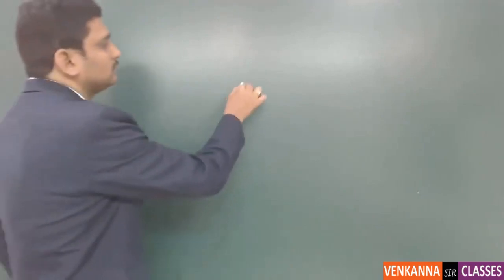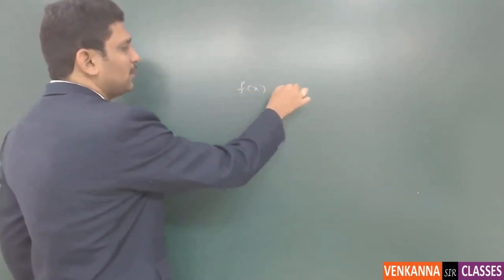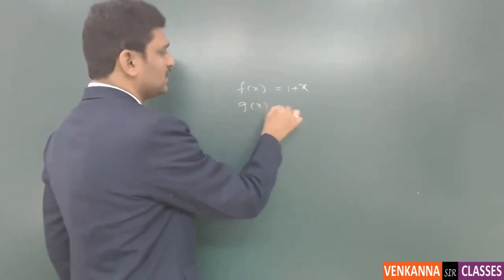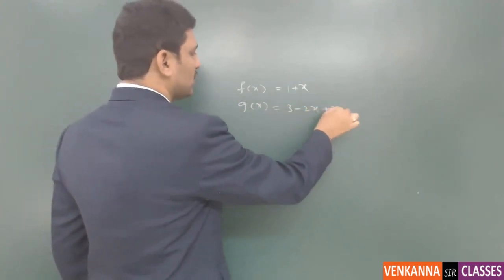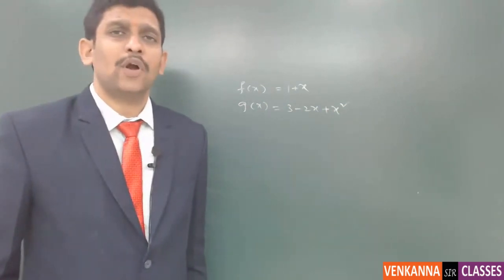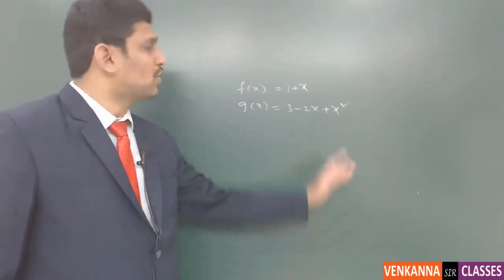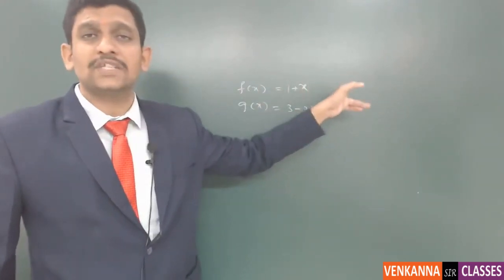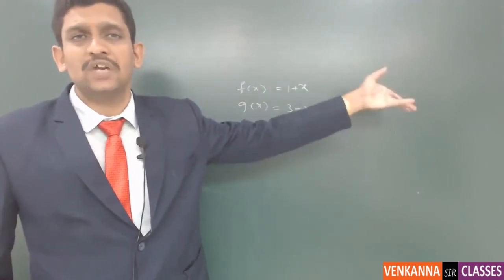There is a small technique specified while multiplying the polynomials. I am just starting with a basic example. Suppose you take the polynomial f(x) equal to 1 plus x, and another polynomial g(x) is equal to 3 minus 2x plus x square. Generally, while writing a polynomial, we take care that starting from the constant, we start writing it. So constant, x, x square and so on, up to the highest leading coefficient.